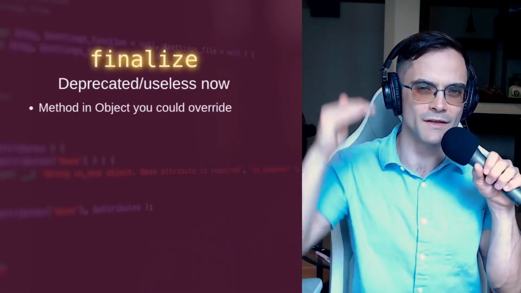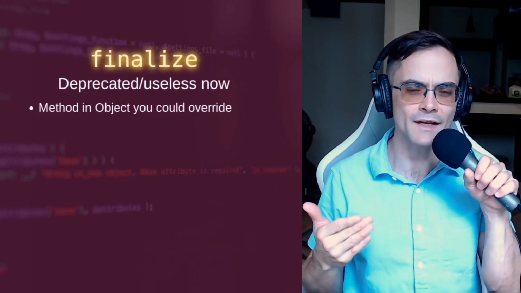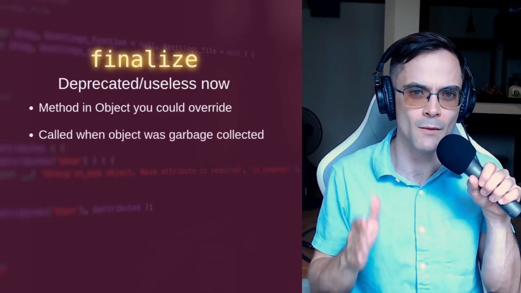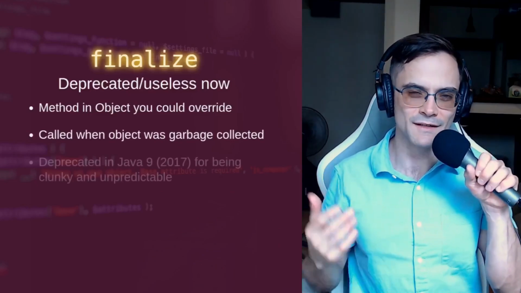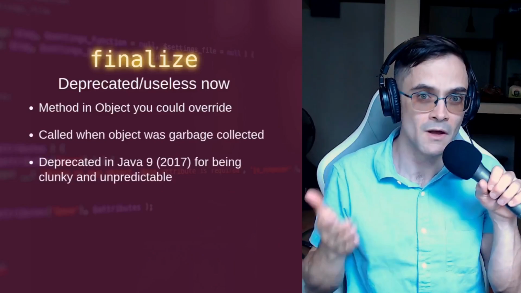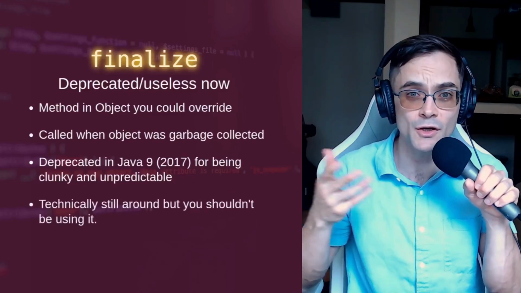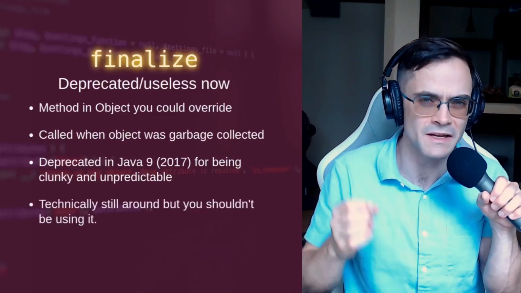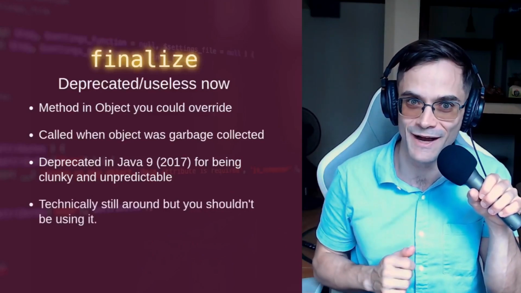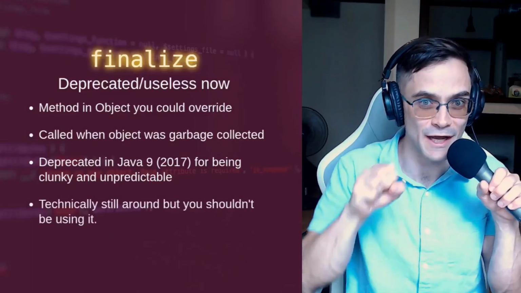Finalize is a method in Java's top-level object class, and you'd override it in your own classes. The idea is that this method gets called whenever an object is garbage collected. Finalize got deprecated a number of years ago for being clunky and unpredictable, meaning that technically it's still in the language, it's still part of the object class, but you don't need to use it, you shouldn't use it, and you don't need to know anything about it. So we can go ahead and forget about finalize and let the garbage collector take it away.